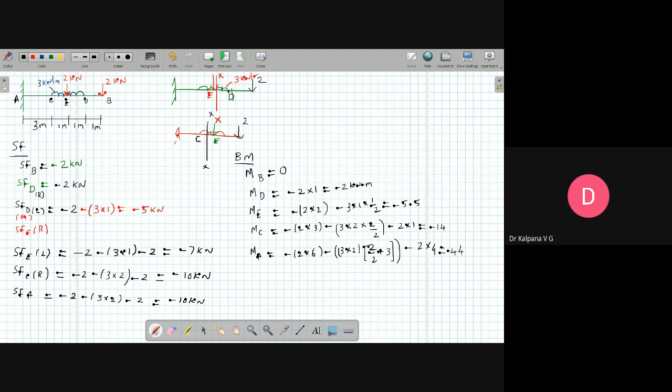Can we draw the shear force and bending moment diagram? Okay, I'll draw here itself. Loading.